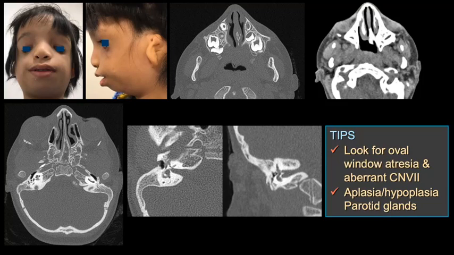If surgery has to be performed for any reason, be aware of landmines within the middle ear space, such as oval window atresia with malpositioning of the facial nerve canal. Soft tissue windows show reasonable muscles of mastication, but often a degree of absence or hypoplasia of the parotid tissue.